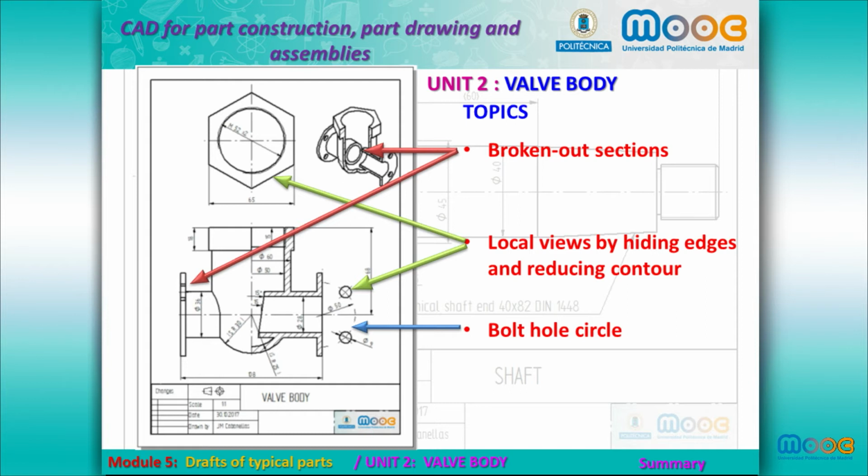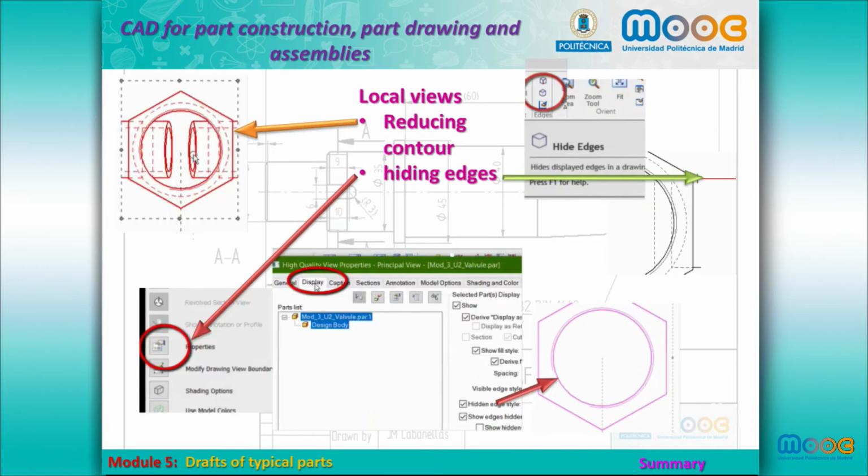In the valve body, we used local views in two ways. First, by reducing the contour, and then by hiding edges, also in two ways. In modifying the properties of the view, we switched off the showing of hidden edges, and with the Hide Edge tool, we can individually hide the profiles that we don't want for our local view.